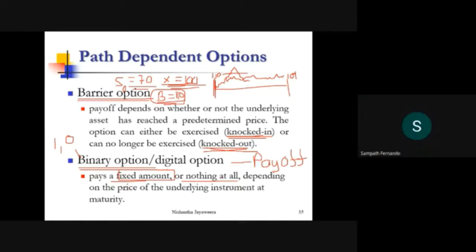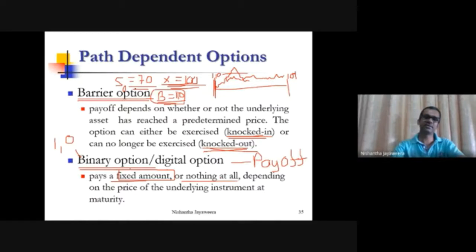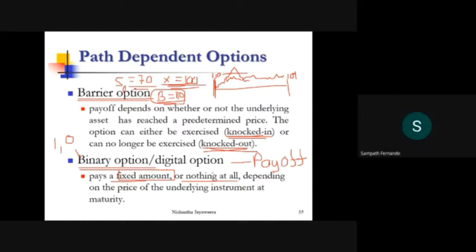That fixed amount has conditions also, no? That means it should go above this amount. Yeah, that depends on whether it's a call option or a put option. If it is a call option, the price of the underlying asset should be above the strike price to get this fixed amount, or else you get nothing. Is it clear? Okay.